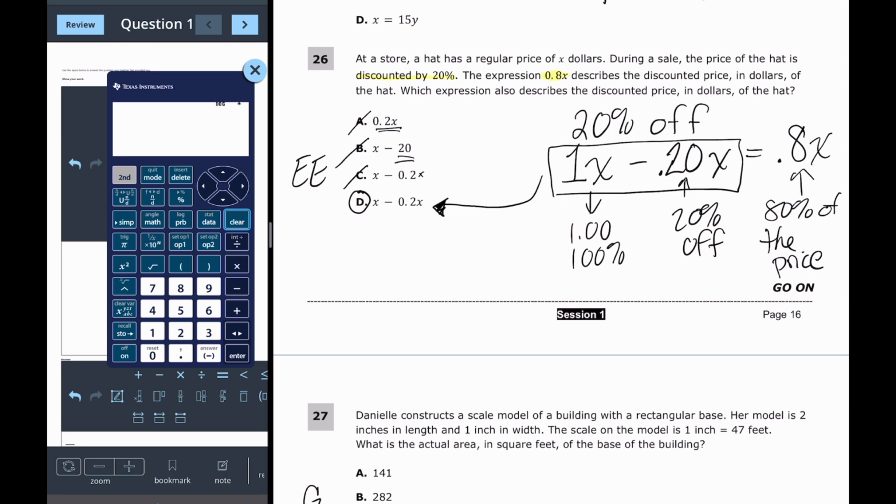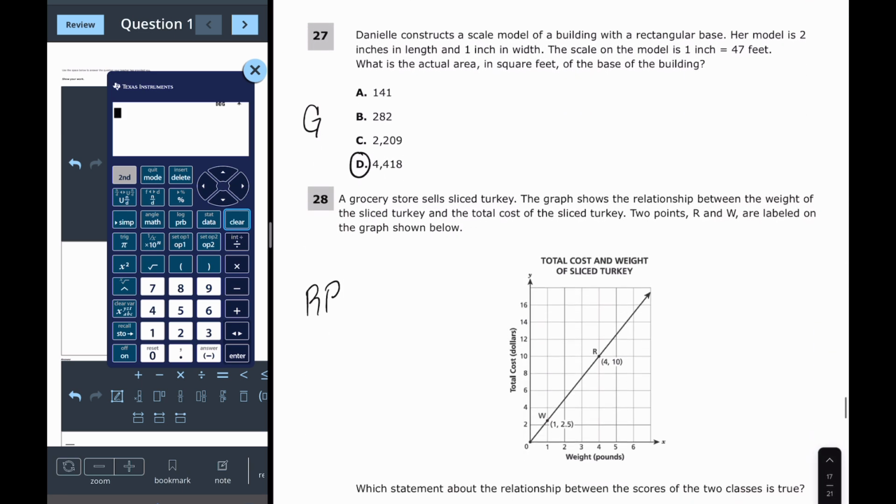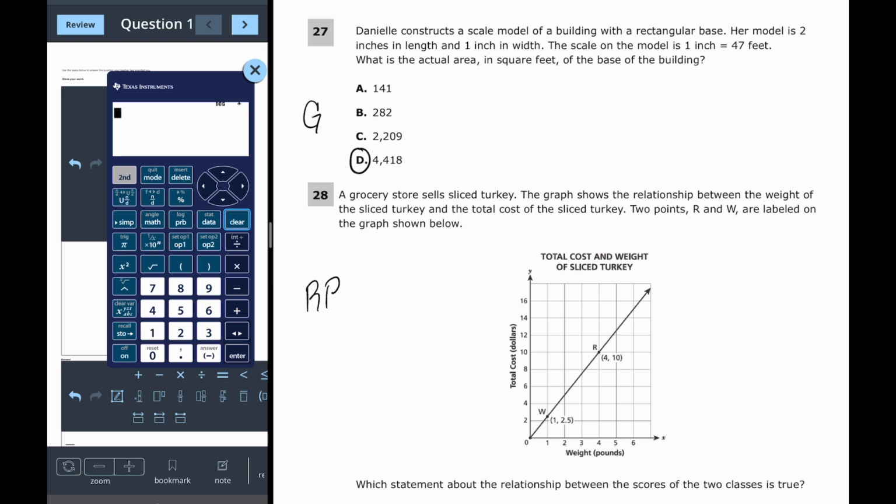Let's go to number 27. This one's a scale problem. Danielle constructs a scale model with a rectangular base, and her model is 2 inches in length and 1 inch in width. So I'm going to just draw that. So 2 by 1, and these are inches. I'm going to use that little symbol. And the scale of the model is 1 inch is equal to 47 feet. So what would be the area? So this one's actually pretty simple, since we can redraw this out. Since the one side is 1 inch, that means that this side over here will be 47 feet.